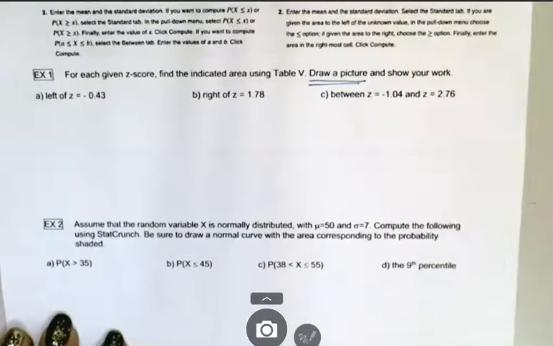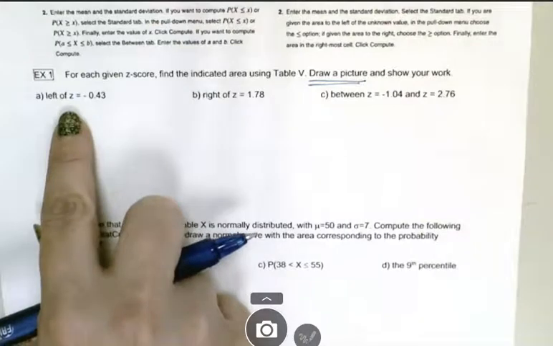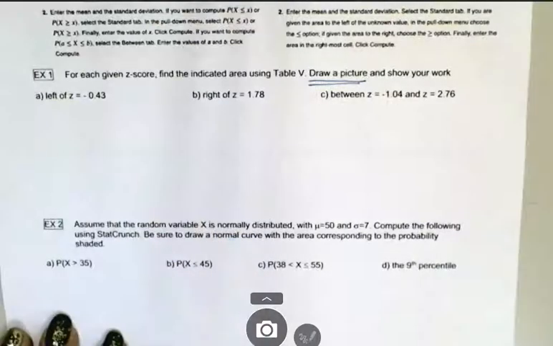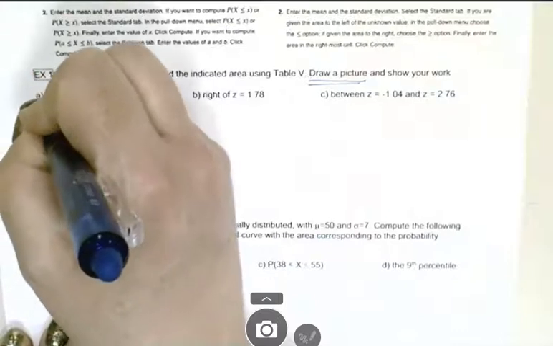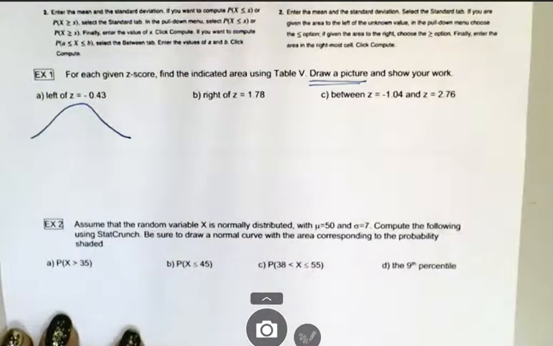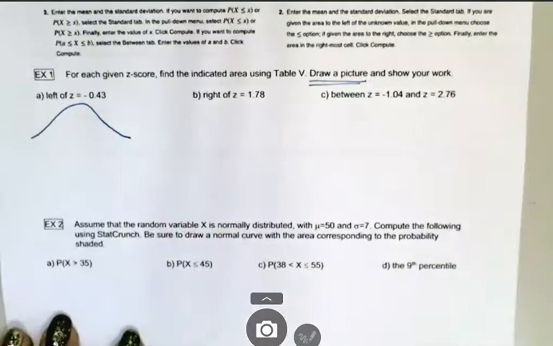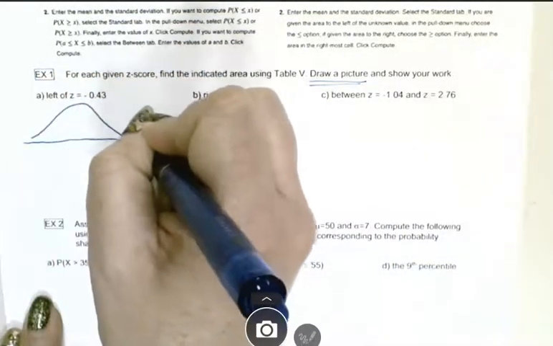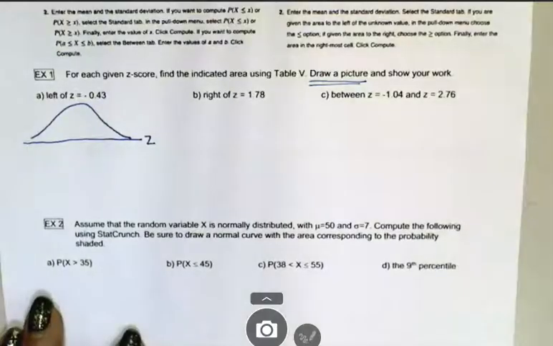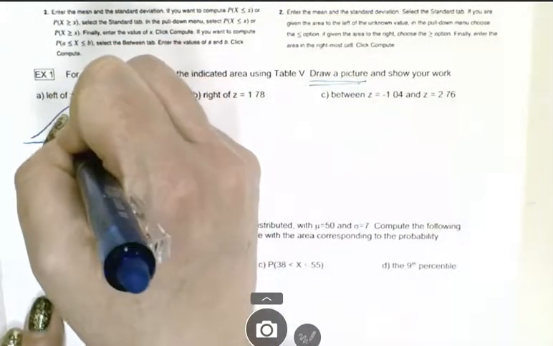So we are going to find the area that is to the left of a z-score of negative 0.43. So when it says draw the picture, it means draw, in this case, the standard normal curve. I know it's standard normal because it says z equals and not x equals. So my continuous random variable underneath is z. That's part of the picture. My mean, I know, is 0.